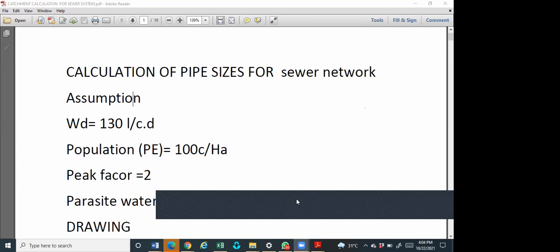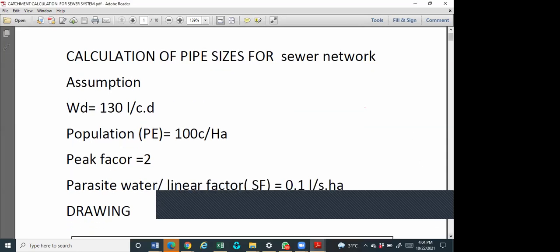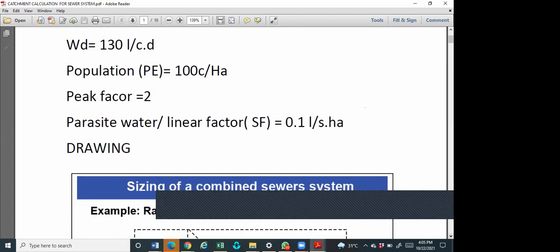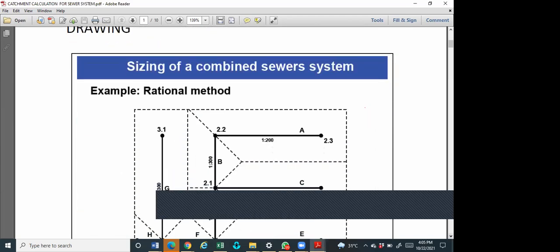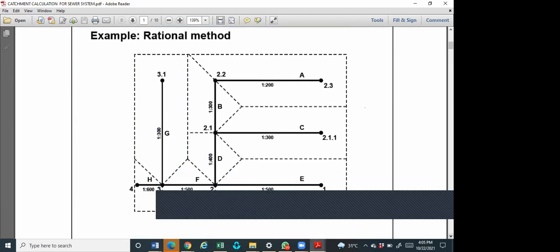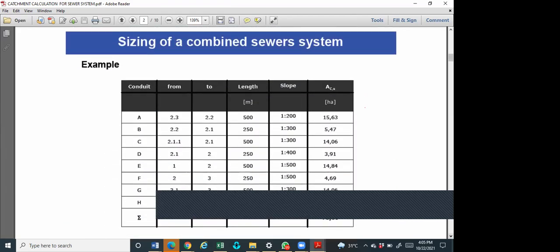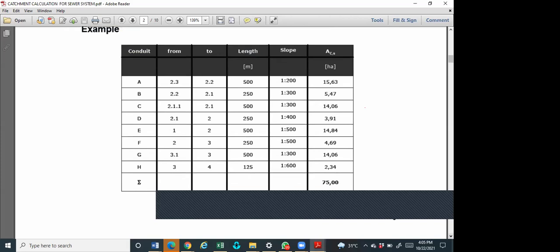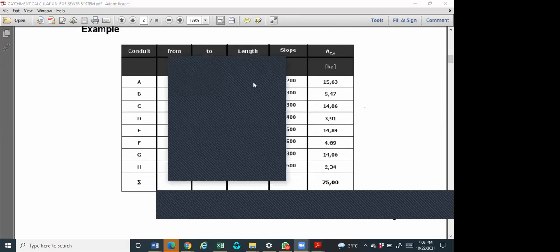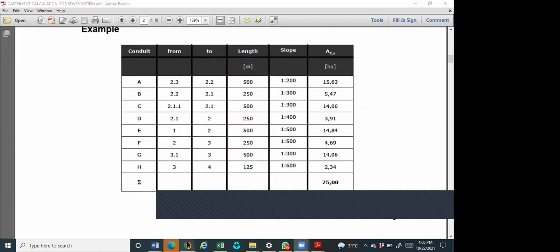Okay, so let's continue. This is our assumption, and then this is our drawing, using the rational method. So what did you do? You put it all on a table like this. You must put the table like this. These tables look simplified, but in real life, yeah, okay, it says UK is Euro standard. Yeah, Euro standard should be about 120.